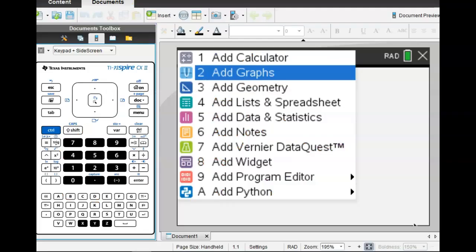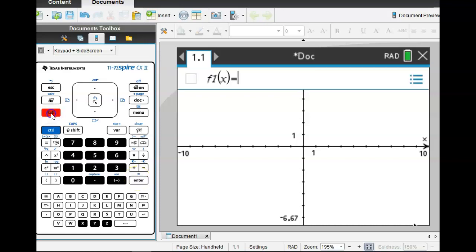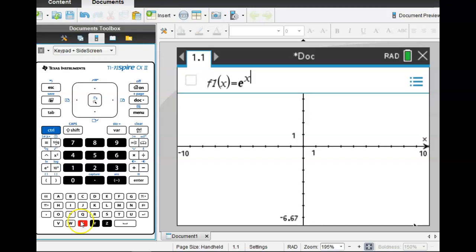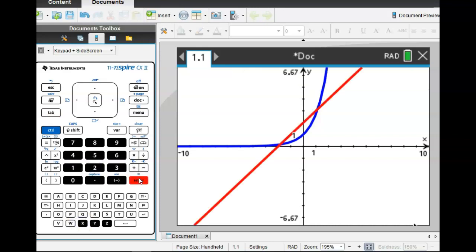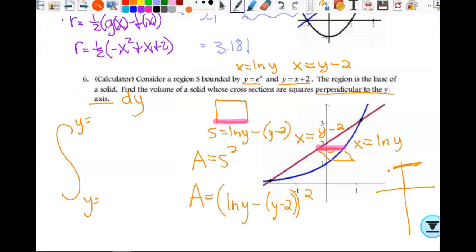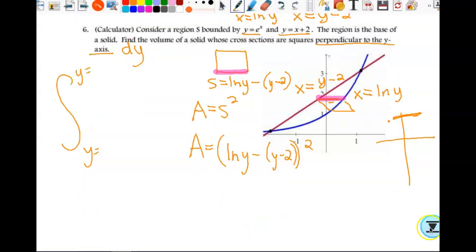All right, you got your calculators? Let's graph this. You can if you want to. It's not the reason I'm graphing this. What do I need to find, guys? What am I missing here? My limits.